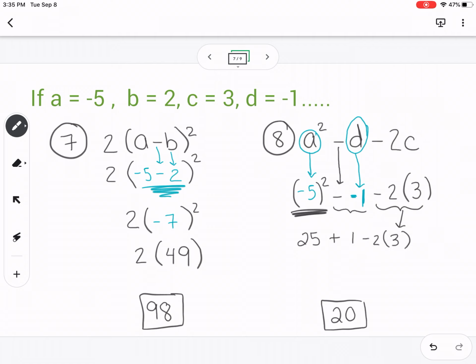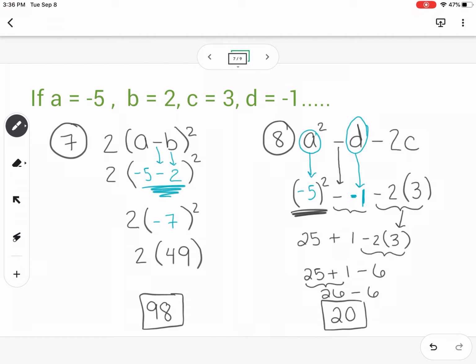PEMDAS, I'm now on multiplication or division. I'm going to do this multiplication part. And then from left to right, I would add together my addition and subtraction. So this would become 26 minus 6, which is 20.